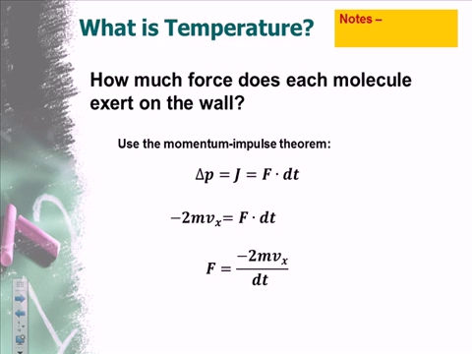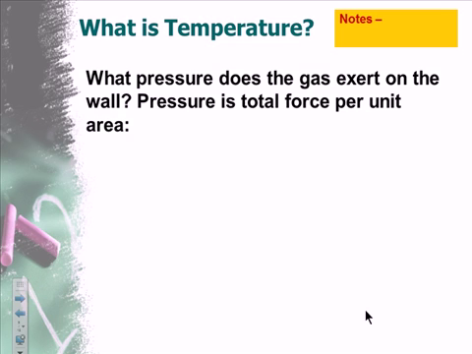Okay, so I know how much force each molecule exerts on the wall. I know how many collisions occur on the wall in a time dt. So I think I can figure out the total amount of force that the entire gas inside that little cylinder exerts on the wall if I just multiply those two things together. And then that will give me pressure. So what pressure does the gas exert on the wall?